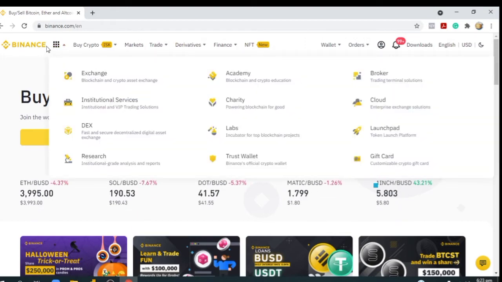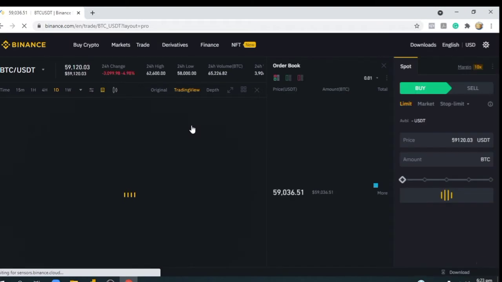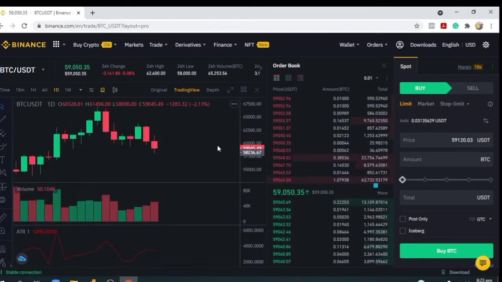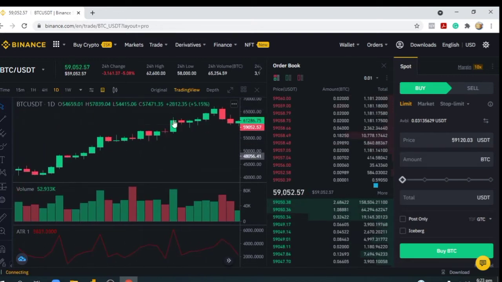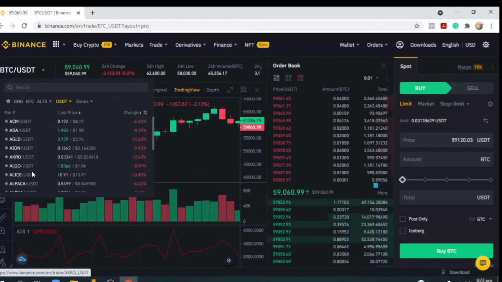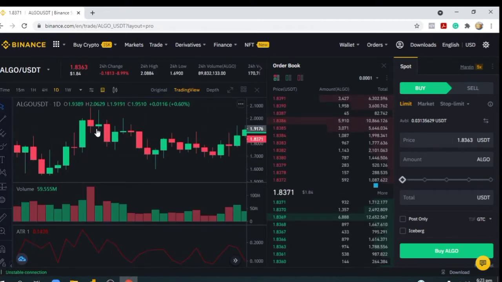So let's open the trading platform and see how we can carry out some technical analysis using some examples here. There are various technical analysis indicators that are used when trying to study the price of an asset over time. So let's say this is a BTC USDT coin. Let's say I want to change that to ALGO USDT, and then I'll have my chart here.